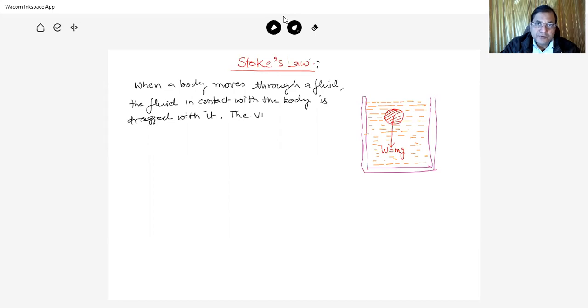The viscous force depends on the shape and size, speed, viscosity, and radius of the object.